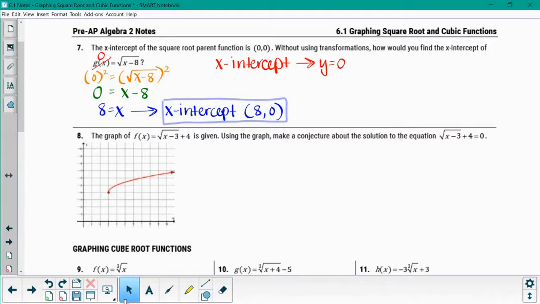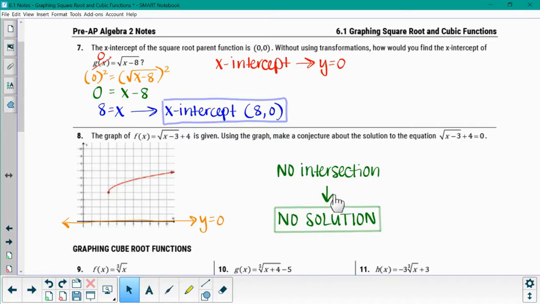Number 8, the graph of f of x equals square root of x minus 3 plus 4 is given. Using the graph, make a conjecture, so make a conclusion about the solution to the equation square root of x minus 3 plus 4 equals 0. Well, anytime you are finding a solution, we always like to treat the left-hand side as one equation and the right-hand side as another. So if I were to turn this 0 into an equation, that would be y equals 0. And anytime I have two graphs, the solution is always going to be their intersection. Well, these two graphs are never going to intersect. So I can say no intersection is going to indicate that this would have no solution.